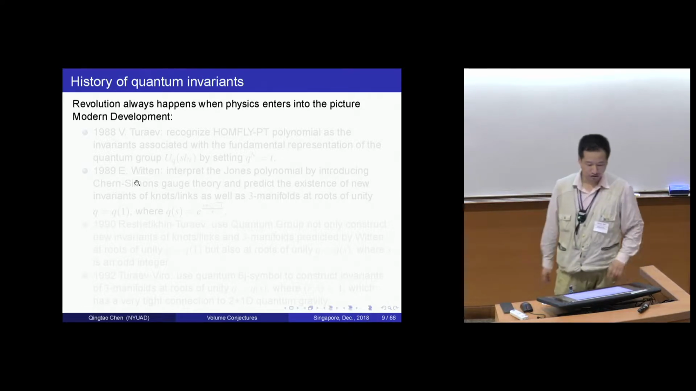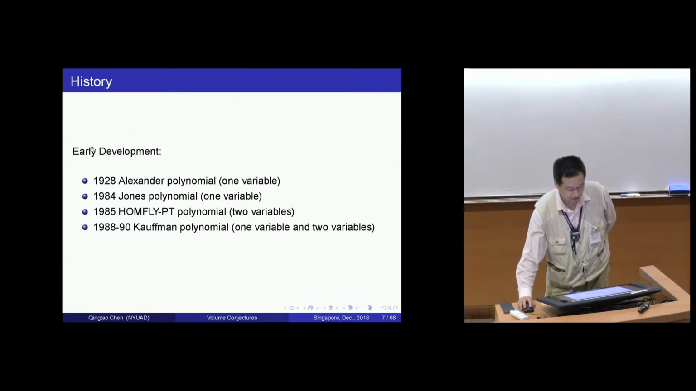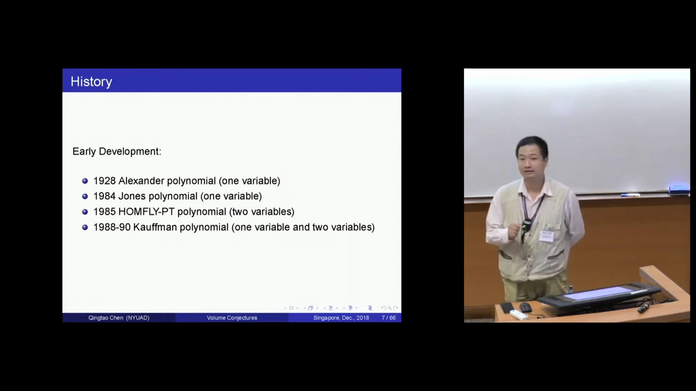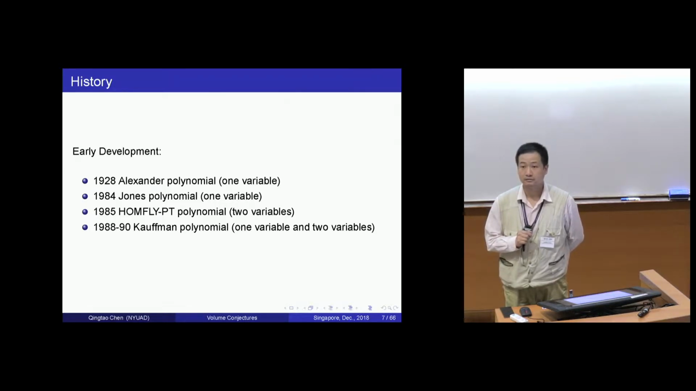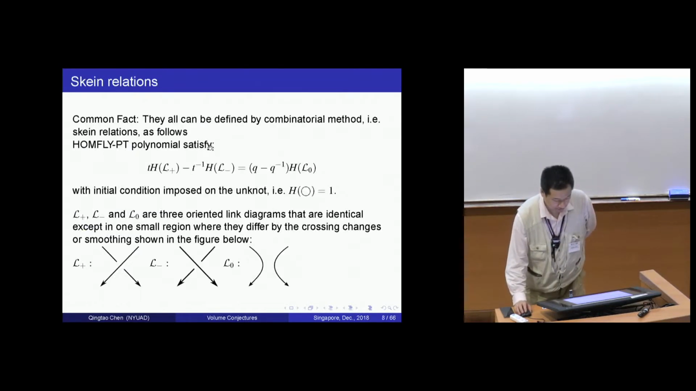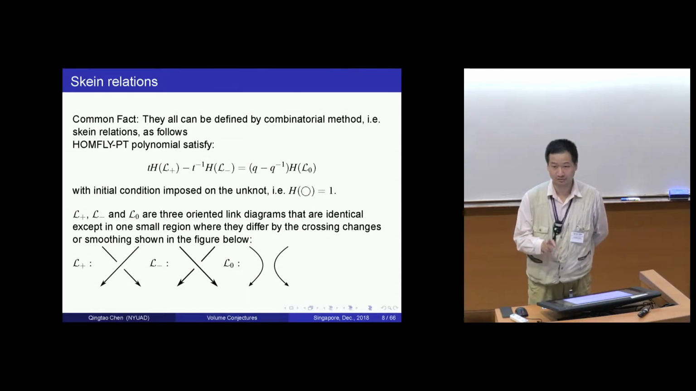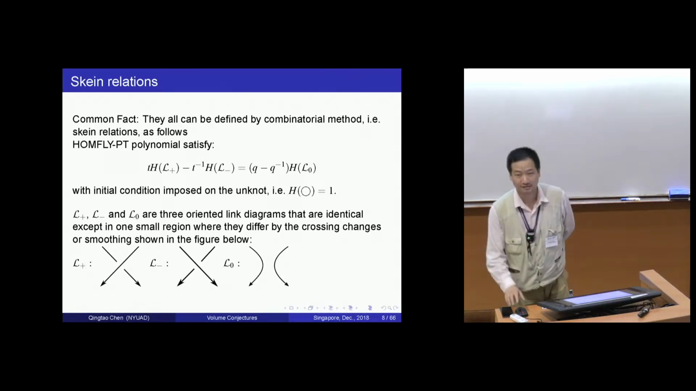Then revolution always happens when physics enters the picture. Here I treat this as the early development because you are just using a simple combinatorial relation. If t equals q, you get nothing. If t equals q squared, you get the Jones polynomial. If t equals 1, you get the Alexander polynomial, the Alexander-Conway polynomial actually.